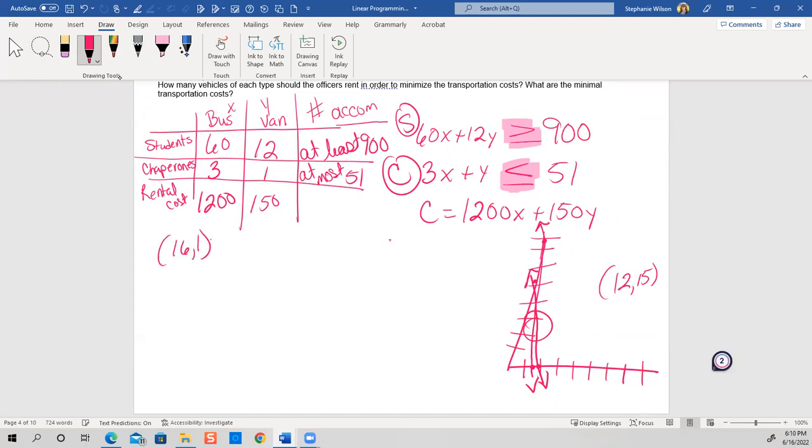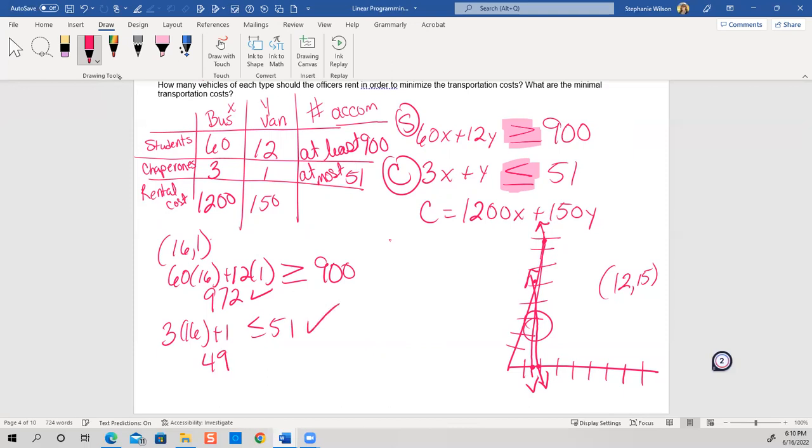And when I pick it, I'm going to plug it into each one of those equations. So I got 60 times 16 plus 12 times 1. It's greater than or equal to 900. So I get 60 times 16 plus that 12. So I get 972. So I'm going to say it's true for that one because it is greater than 900. Let's plug it into the other one. So 3 times 16, well, that's 48 plus 1 is 49. It is less than 51. So true. So when I shade, I'm going to shade this area right here.